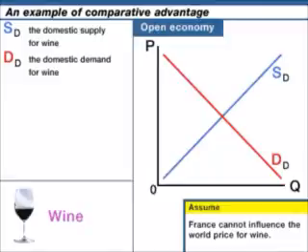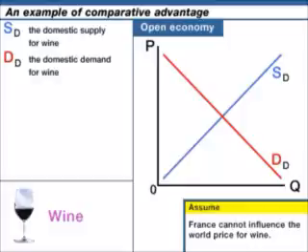In this case, the red demand curve represents the domestic demand for wine. It tells us how much wine people in France would like to consume at different prices, given their income, price of substitutes, complements, and all of those other things that influence demand. The blue curve represents the domestic supply of wine. As the price rises, producers in France will make and offer for sale more and more wine as they are able to cover the increasing opportunity cost of making more and more wine.